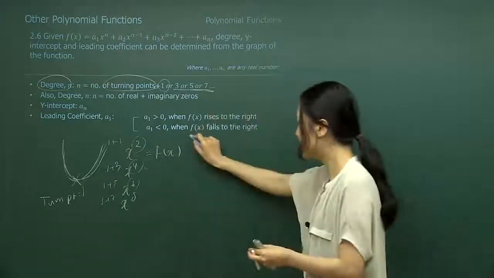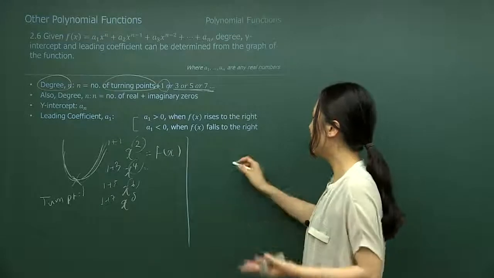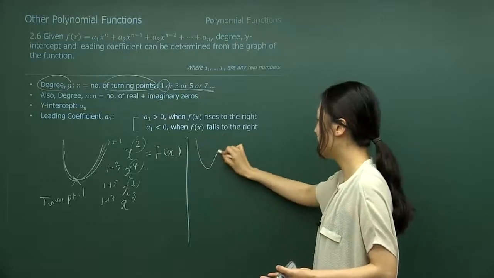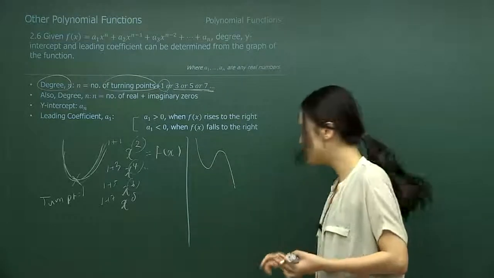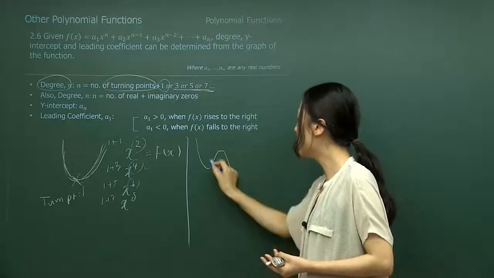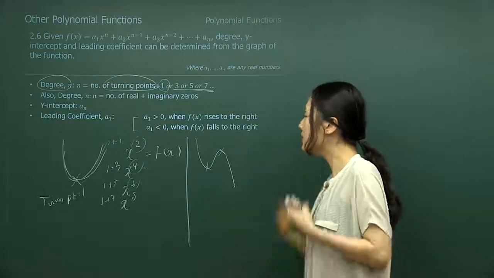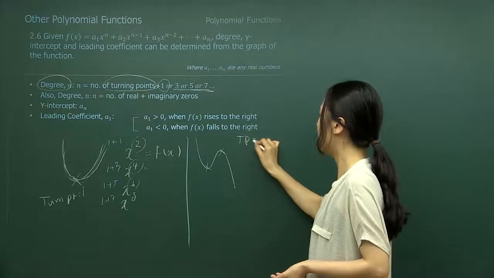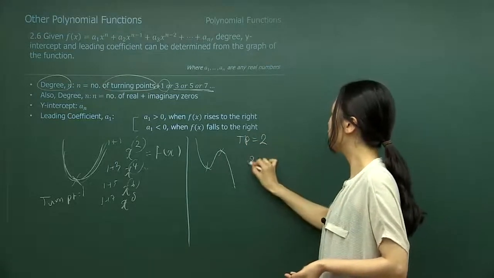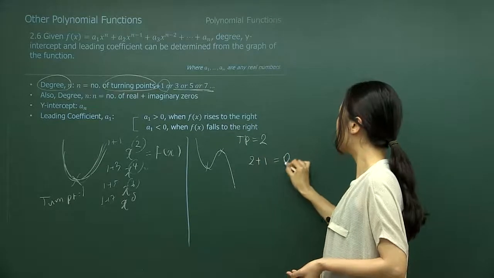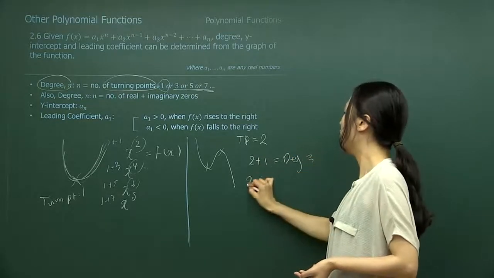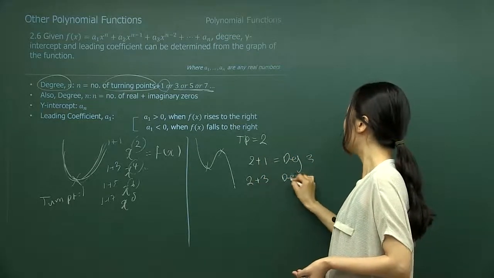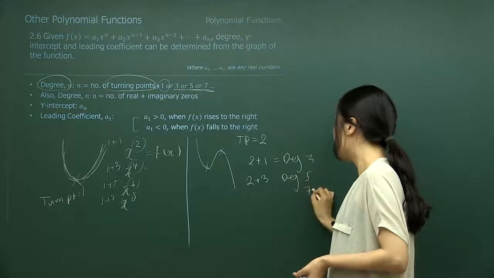Okay, one more. What if we have a function graph that goes like this? How many turning points do you see? 1 and 2. So what will be the degree? Well, the turning points equal 2. So 2 plus 1, degree could equal 3, or 2 plus 3, degree could equal 5 or 7, right?